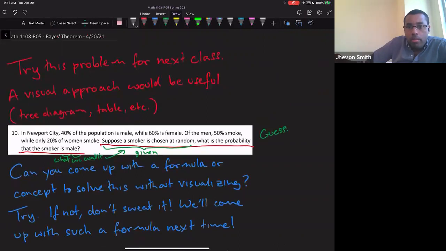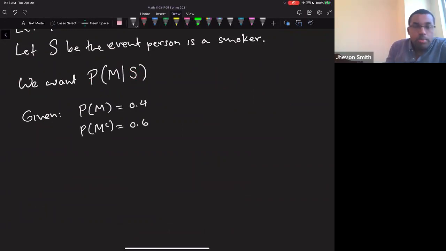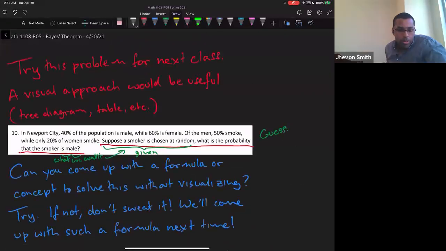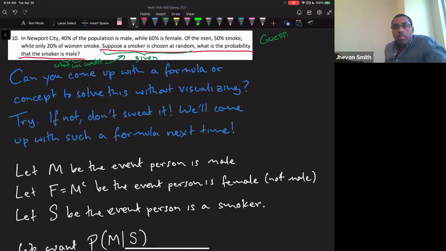We know the probability of being male and female. So we're given that the probability of M is 40%. Probability of not being a male is therefore 60%. And we're given that of the men, 50% smoke. What probability is that telling us? P of what? Of the men, 50% smoke. Is that of the men in Newport City? Yes.